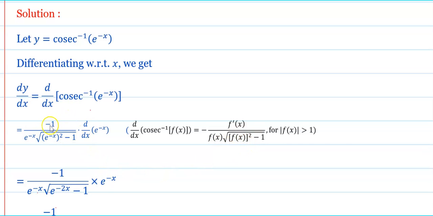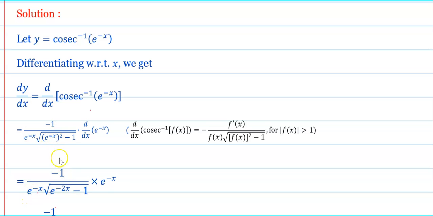Now see this here, minus 1 upon e raised to minus x means what? This is the f of x in root of e raised to minus x bracket square minus 1 into d/dx of e raised to minus x. Okay, derivative of f dash of x means what? Derivative of e raised to minus x. Then you will get here minus 1 e raised to minus x.